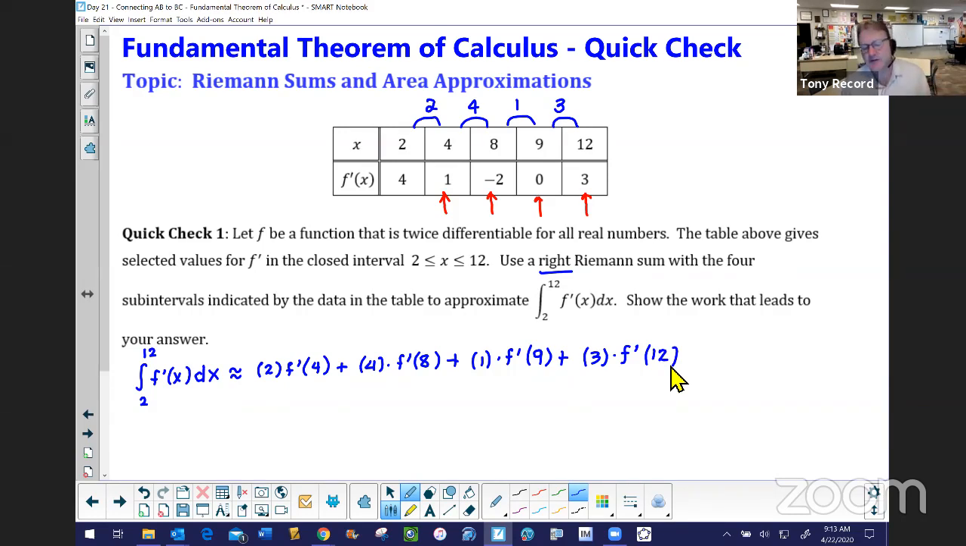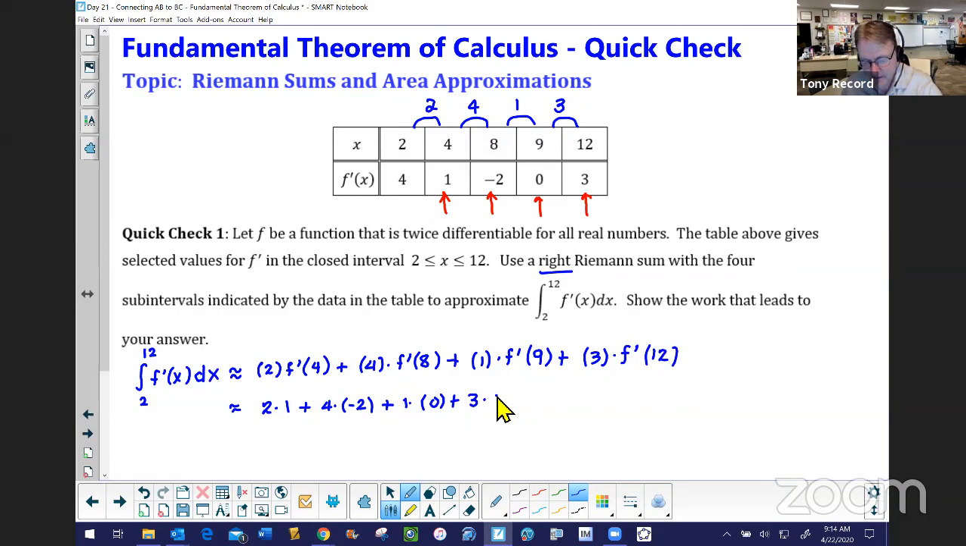You can't really leave your answer in terms of an F of something or F prime of something if they can be defined by the table. So F prime of 4 we can see is equal to 1, and F prime of 8 is -2, and we just continue this process for F prime of 9 and F prime of 12.